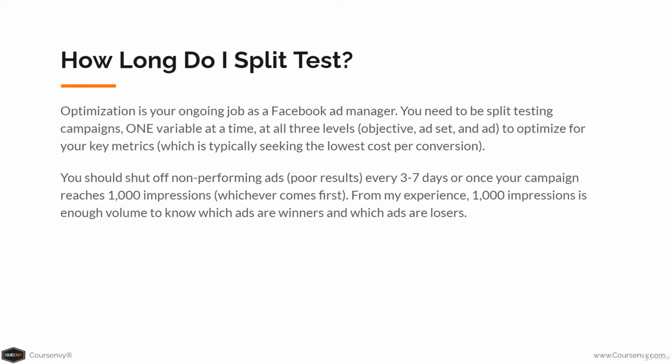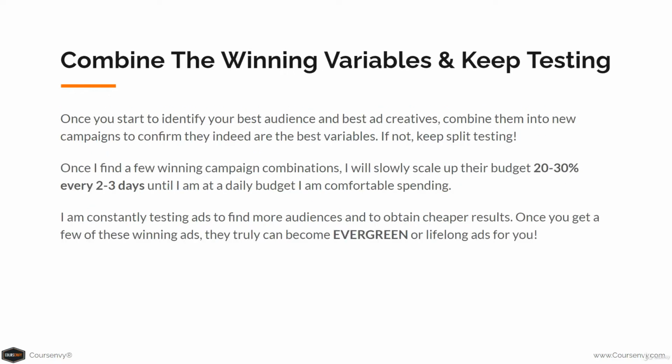You should shut off non-performing ads, poor results, every 3 to 7 days, or once your campaign reaches 1,000 impressions, whichever comes first. From my experience, 1,000 impressions is enough volume to know which ads are winners and which ads are losers. Combine the winning variables and keep testing. Once you start to identify your best audience and best ad creatives, combine them into new campaigns to confirm they indeed are the best variables. If not, keep split testing.